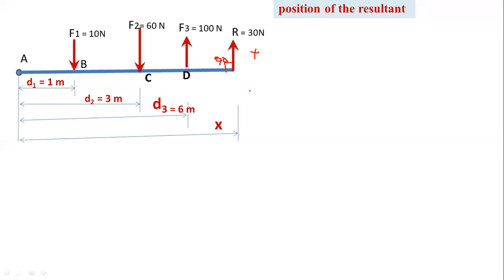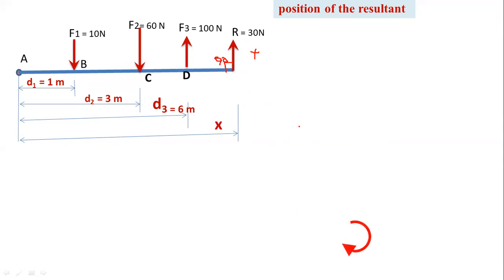Here I consider this is the x. X is the position of the resultant. The resultant force R acting at a distance x from the same point A. By using Varignon's theorem or principle of moments, you have to determine the position x, the position of the resultant.